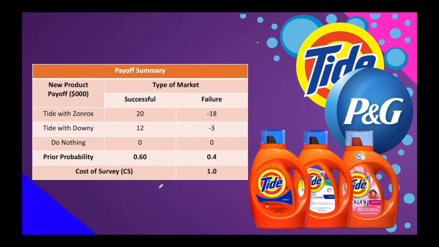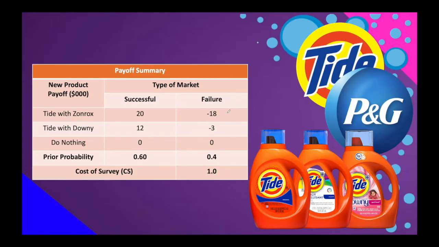Ito po siya. So, we have the Tide with Sunrocks as our first product possible to launch. 20 ang payoff niya for a successful market. By the way, again, all this data is in $1,000. So, meaning $20,000 ang payoff if ever na they will choose to launch the Tide with Zonrox and if the market becomes successful. Now, if they will choose to launch Tide with Zonrox and the market becomes a failure, so they will lose $18,000, negative 18.